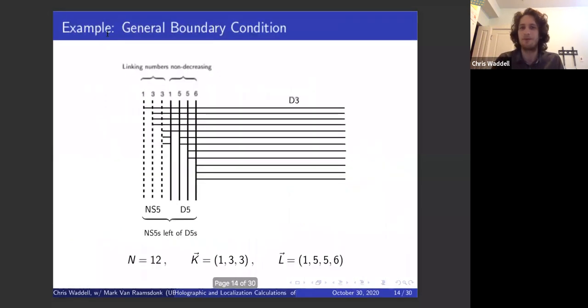So just as an example of the kind of general boundary condition that we could have, here we just have some collection of D3-branes ending on NS5-branes and D5-branes in this schematic diagram. And there's some canonical ordering that we can choose for the 5-branes, where we move the NS5-branes to the left and make all of the linking numbers non-decreasing. And this ordering can be done without any concern for altering the low energy physics of the construction.